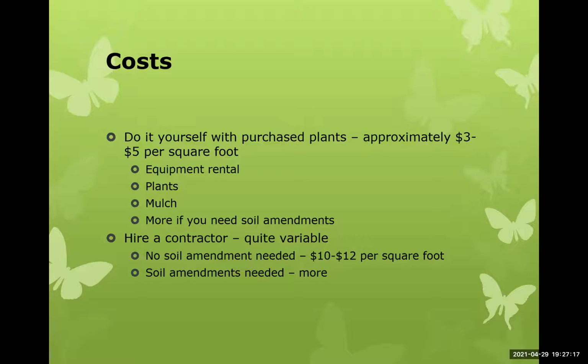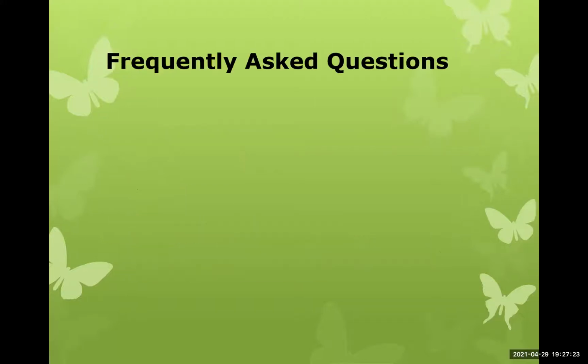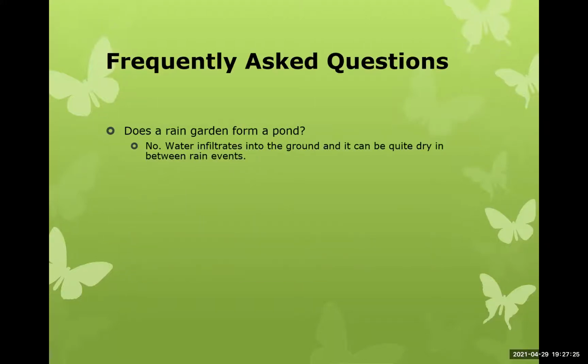Maybe $10 to $12 a square foot, and of course, more if you need soil amendments. So, some frequently asked questions. Does a rain garden form a pond? No, the water infiltrates the ground pretty quickly, and in between rain events, the rain garden could be pretty darn dry.